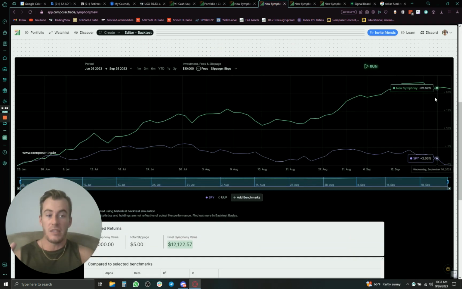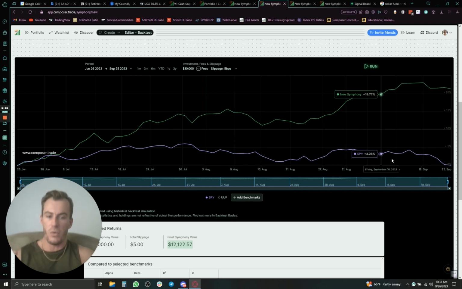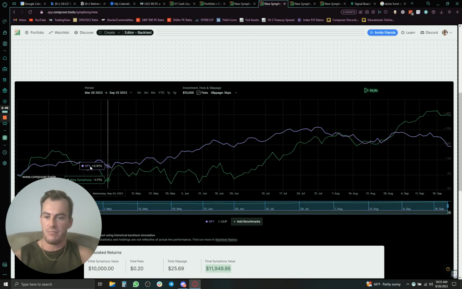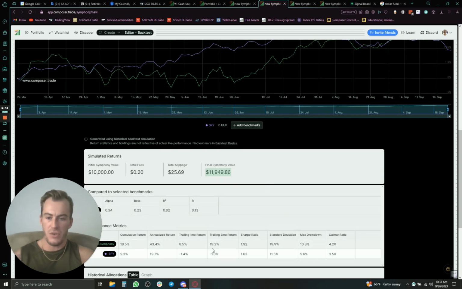You can see that it's performed really well over the past 3 months. It has done 20% while the S&P 500 has been sideways. If I do a 6 month, it gets a little bit more volatile, 10% drawdown, a little higher beta.